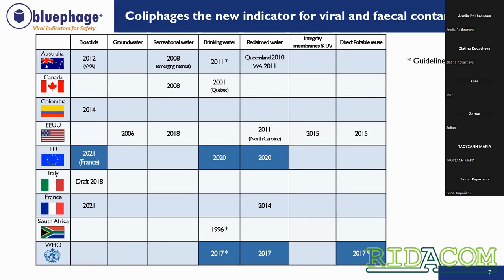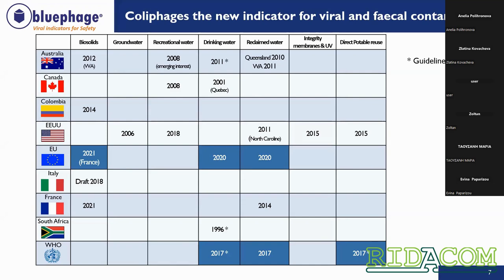Being an indicator, it's important. And that is why the different countries have introduced the coliphages in the regulations. In 2020, two new directives were approved, one for drinking water and one for reclaimed water. These two directives are currently being transposed in the different countries. Each country transposes it differently, so not all the countries will do exactly the same analysis or the same approach, because what the European directives give us is just the minimum.